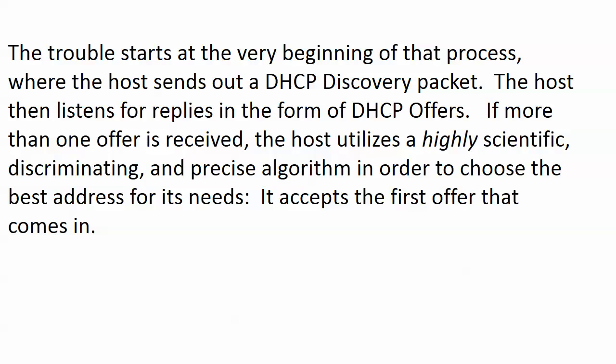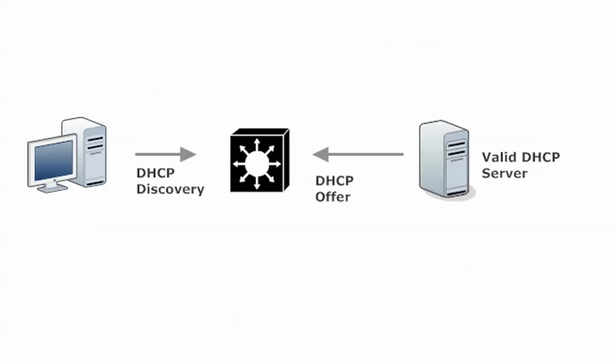Well, the problem begins at the very beginning of this process, where the host sends out that DHCP discovery packet. And I don't care if you call it DHCP discovery or discover. I'm going to call it both just in this discussion to get you used to it. The host then listens for replies in the form of DHCP offers from the servers. Now, if the host gets more than one offer, the host uses a highly scientific, discriminating, and precise algorithm to choose the best address for its needs. It accepts the first one it gets. Not exactly highly scientific, but sarcasm over, that's exactly what the host is going to do. And in this case, only one offer is coming back, so there's no big deal.